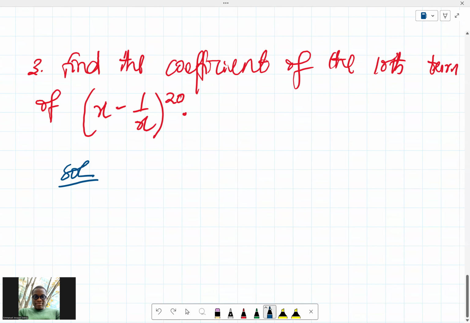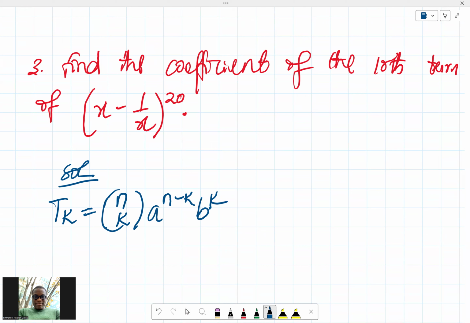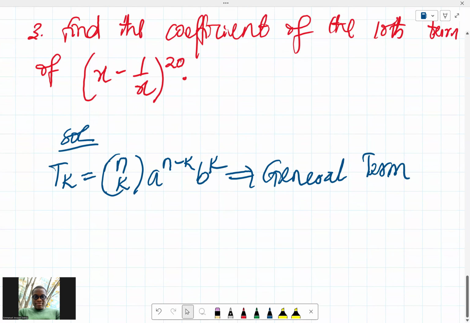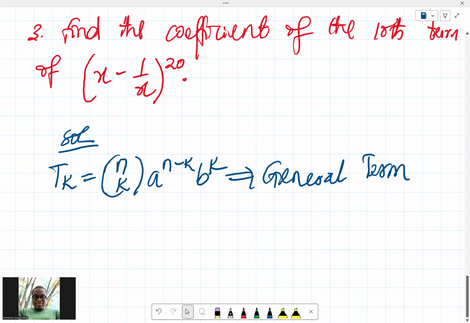well, we know already that the general term is given as n combination k, then a raised to power n minus k, then b raised to power k. This is the general term. So this general term can help us jump to wherever. So since we need the 10th term, and we are starting from 0, the 10th term is actually going to be where k is 9.